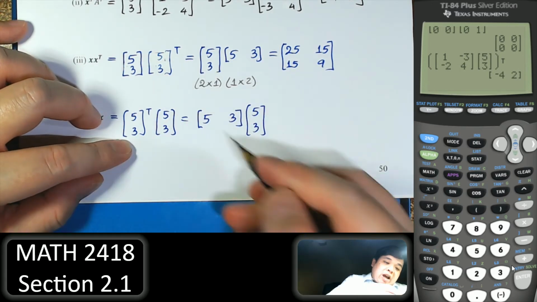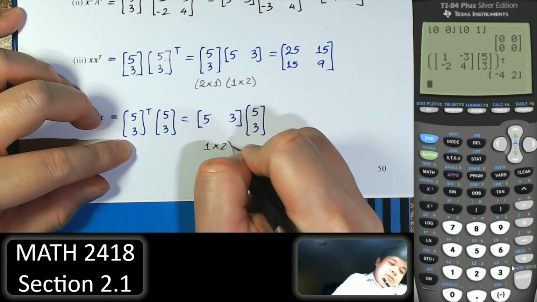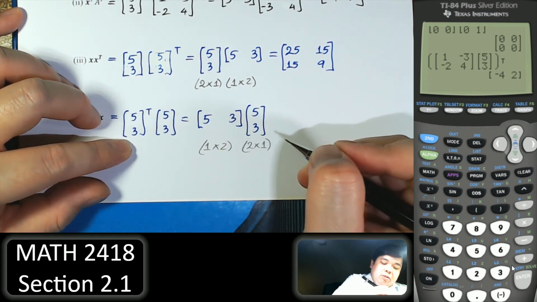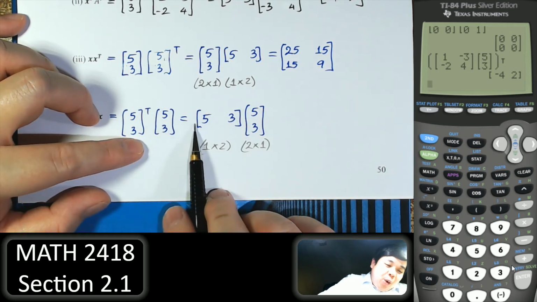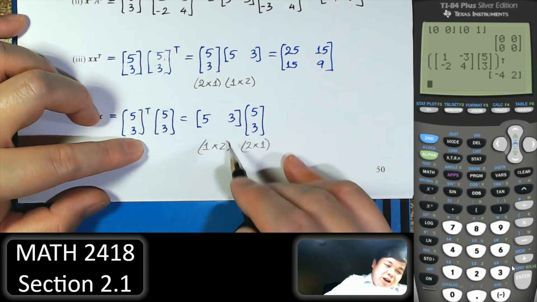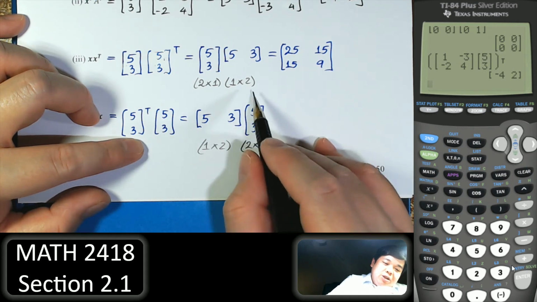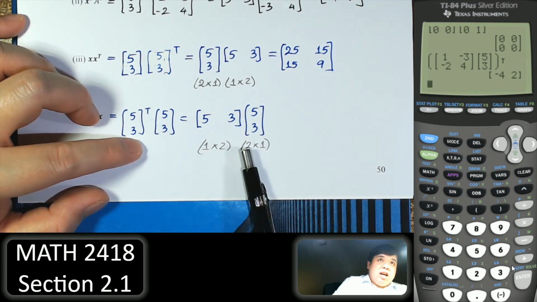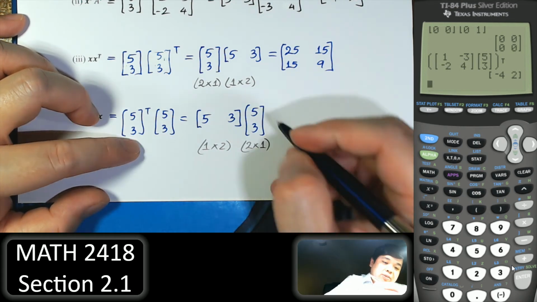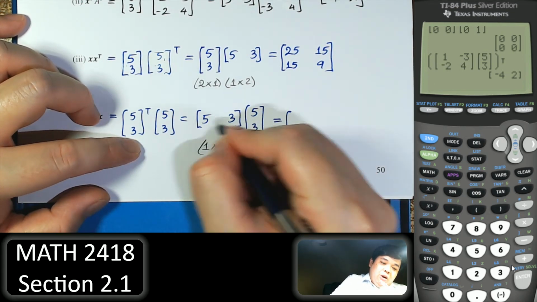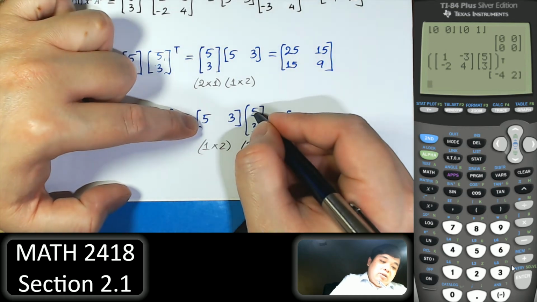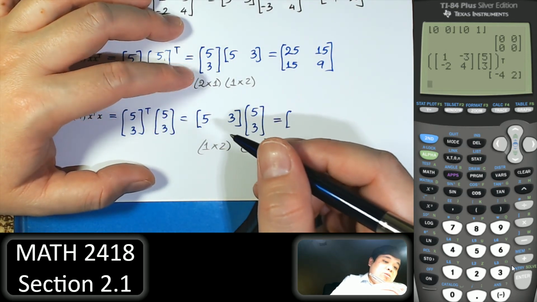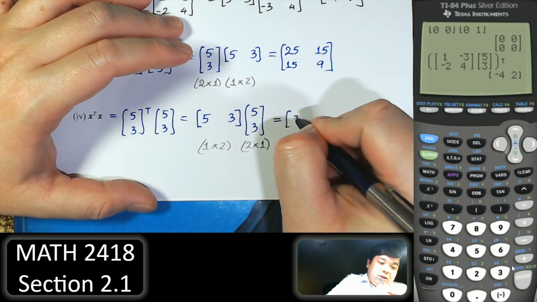Now this one we have 1 row, 2 columns, and then 2 rows, 1 column. The middle numbers are the same. We're going to have 1 by 1. So row times column. 5 times 5 plus 3 times 3. 5 times 5, 25. 3 times 3 is 9, and that will be 34.